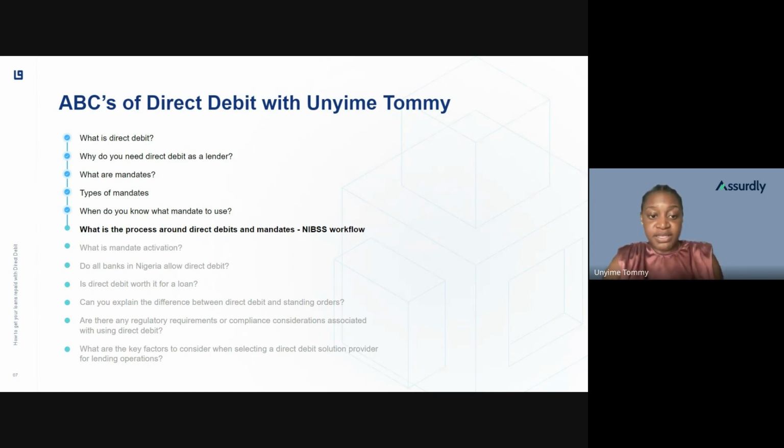So what typically would happen is you are profiled as a biller, and then as a biller, you can initiate mandates on your customer or borrower's account. The typical process is that when the mandate is initiated, it goes to the bank. If it's a paper process, like I mentioned, it goes to the bank, and then the bank authorizes it, and based on that authorization, the payments provider can now start debiting that account that has been authorized.